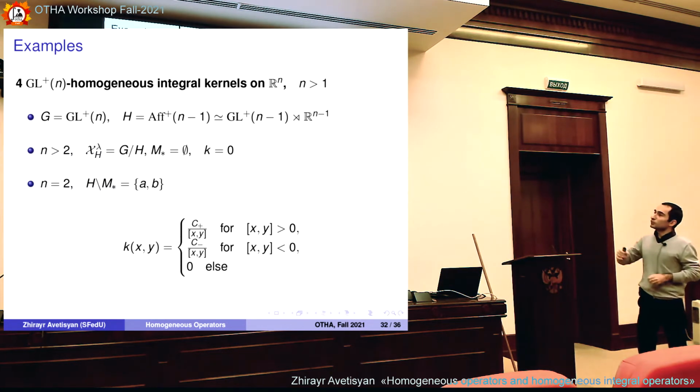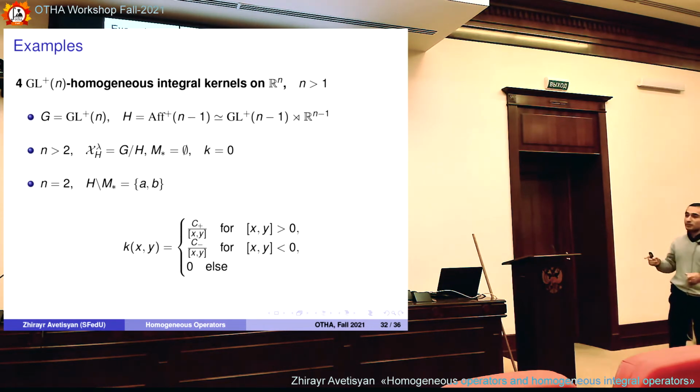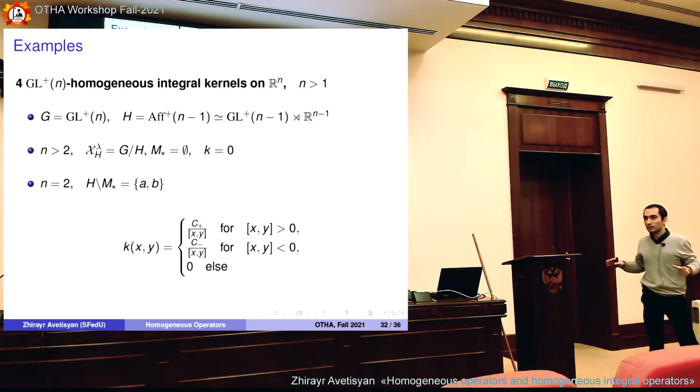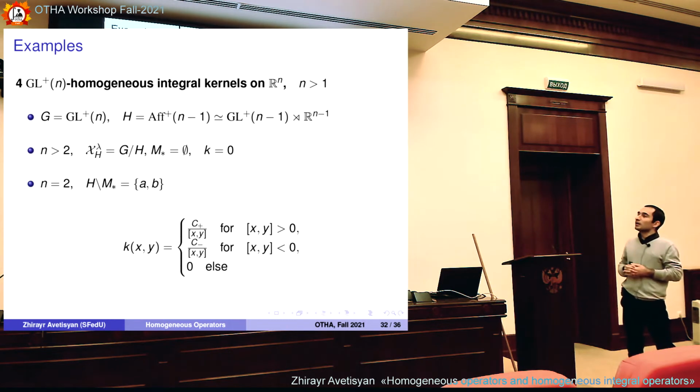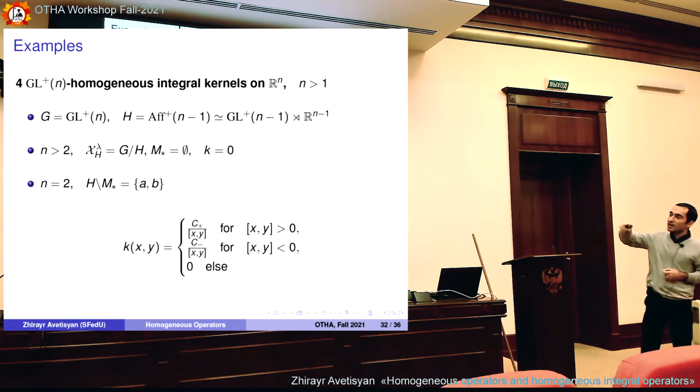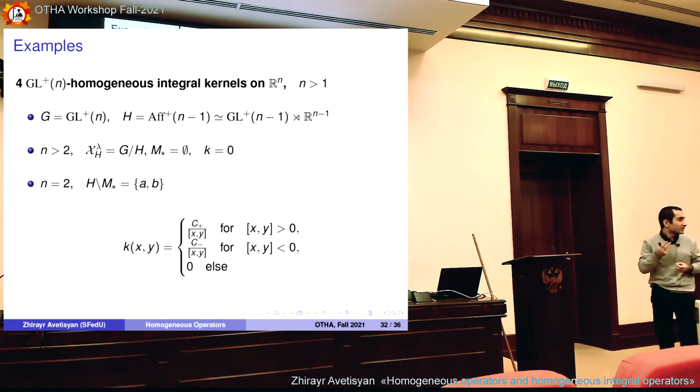So you take the GL plus n, the corresponding stability subgroup is over there, again, affine plus. In n greater than 2, still the bad set occupies all of your space. There are no non-trivial homogeneous kernels. However, in n equals 2, the H \m star becomes a 2-point set.